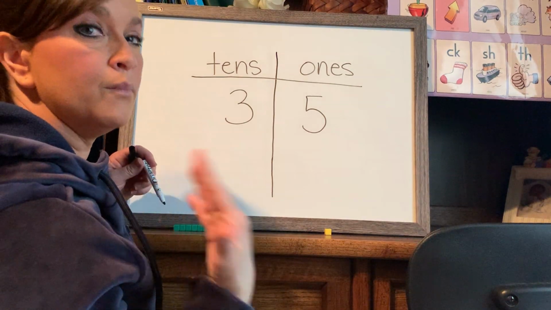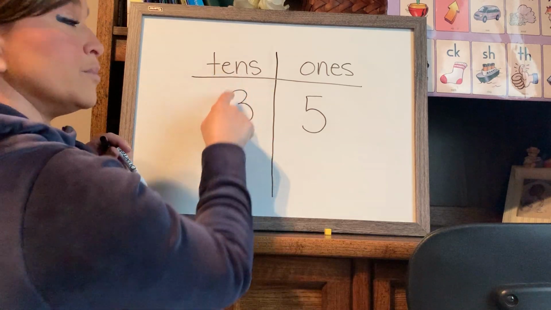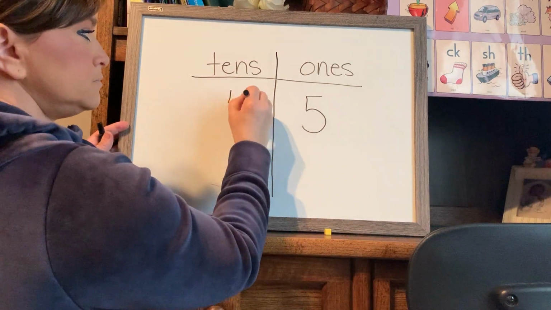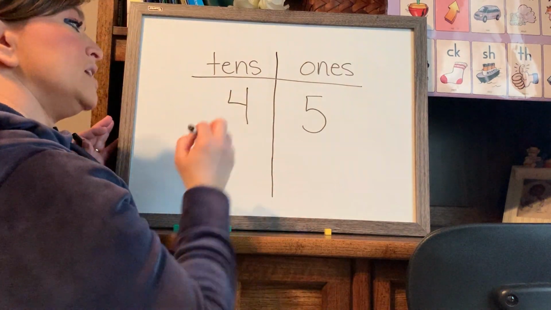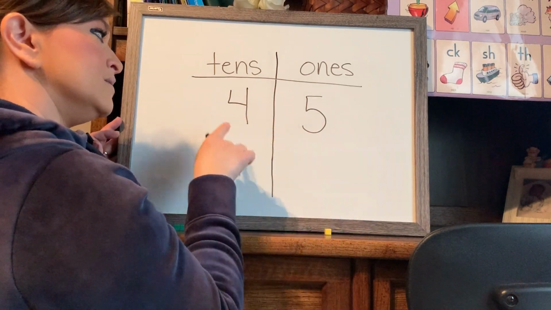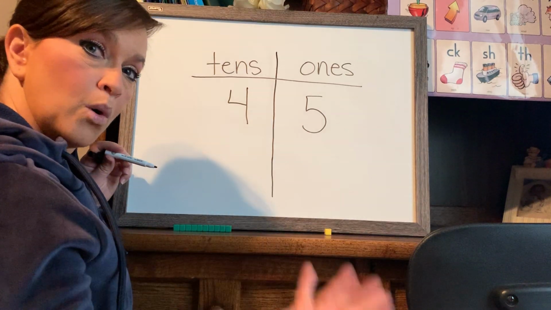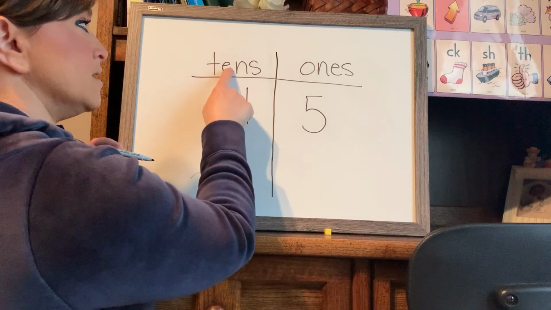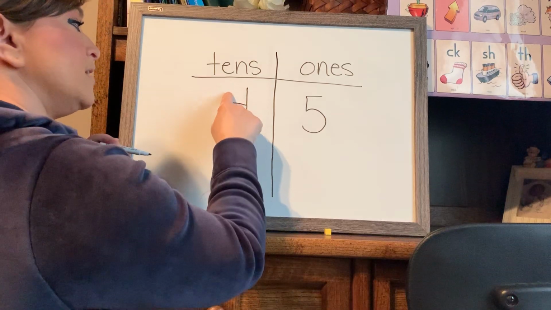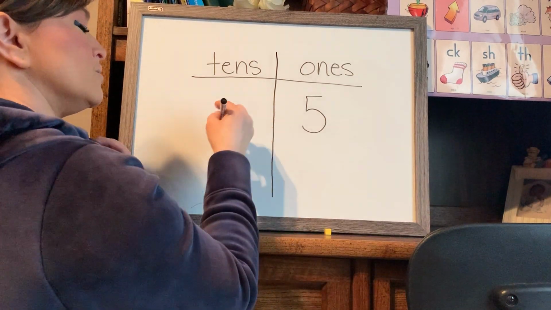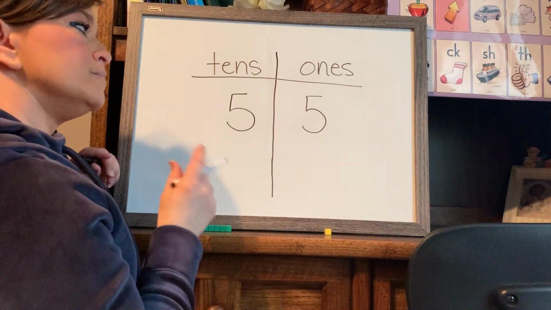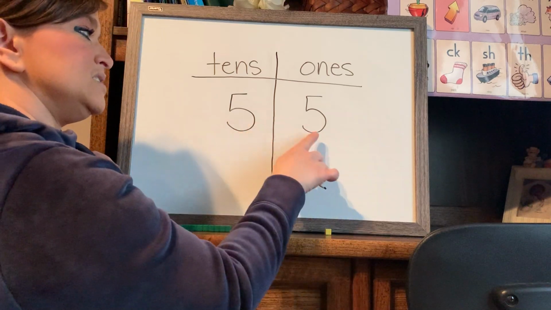Now, if I want to do 10 more, that means just this number, the number in the tens place, just gets one bigger. So the 3 goes to a 4. So 10 more than 35 would be 45. Okay, so if I want to add another 10, if I want to do 10 more, then just this number changes. The number in the tens place is just going to get a little bit bigger, just one bigger. So my 4 is going to change to a 5. I just move it to the next number. So 10 more than 45 would be 55.